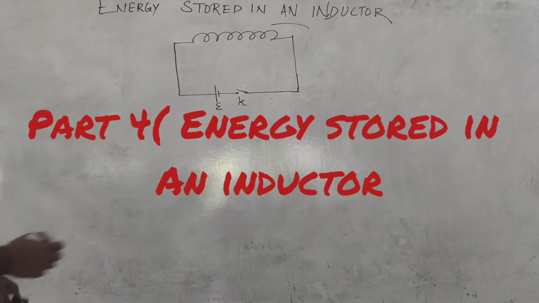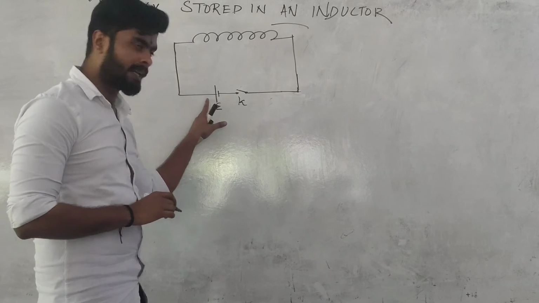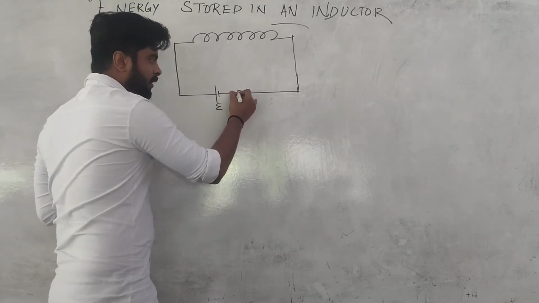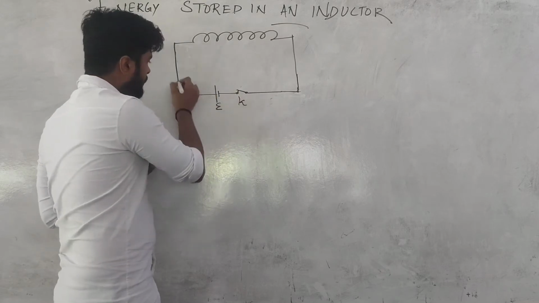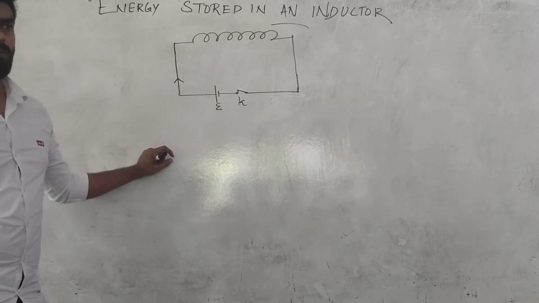So we have to find the energy stored in an inductor. Here you can see an inductor which is connected to a cell of EMF E. You have a key. The key is open. When the key is closed, a current flows through the circuit.